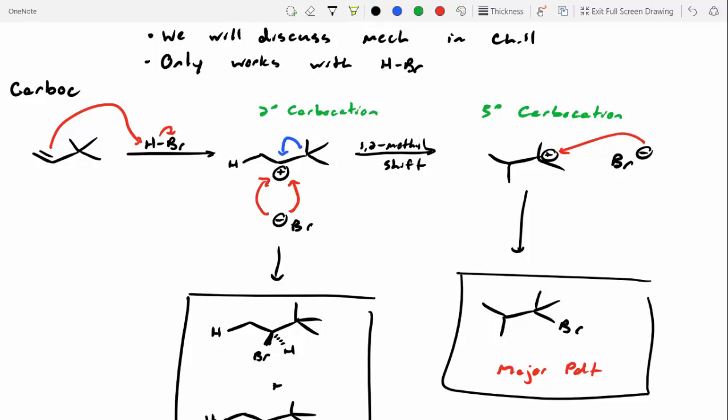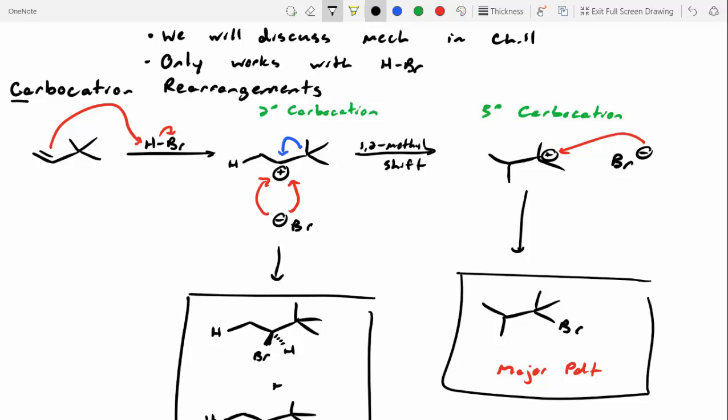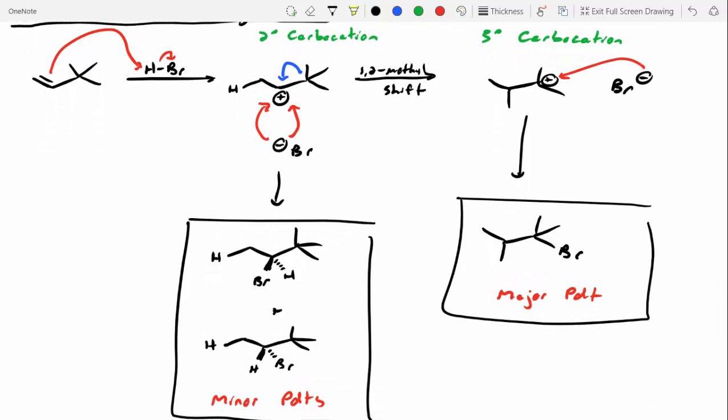Carbocation rearrangements, just like we saw last term, show up over and over again. Sorry, it's kind of squeezed in there. Yep. So this is the major product only because that's the third degree carbocation and that's the second. Exactly. We always want to go through our more stable carbocation intermediate.